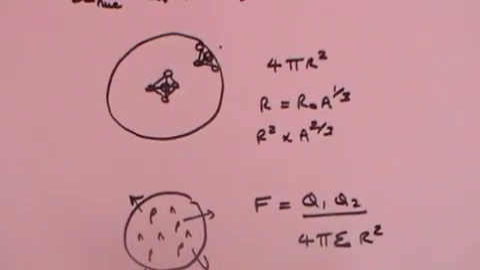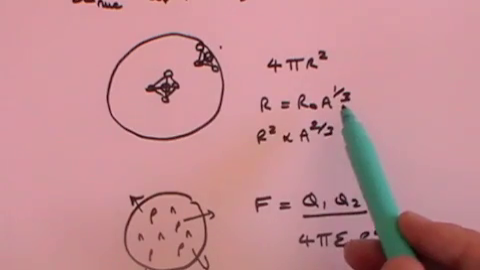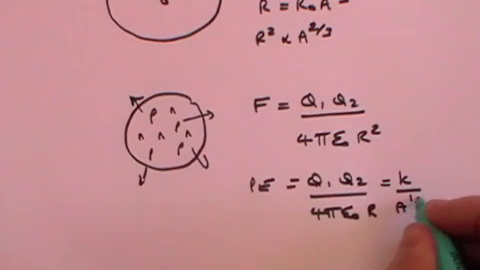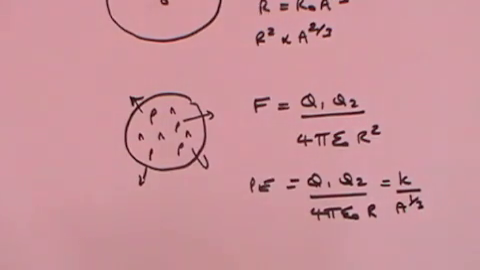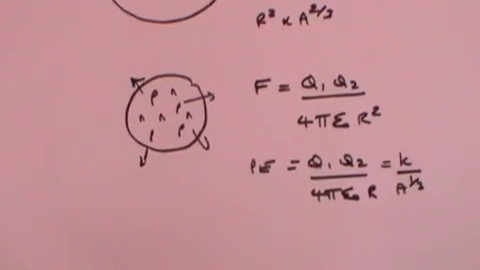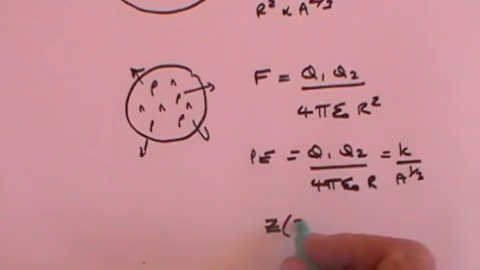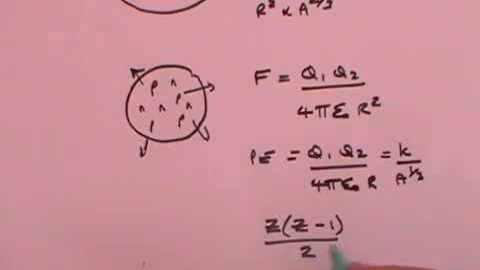And as we've seen, R is proportional to A to the 1/3. So we just need to put A to the 1/3 here. That is going to be the potential energy between any two protons. How many pairs of protons are there going to be? Well, just as before, the total number of pairs, if there are Z protons, is Z into Z minus 1 over 2.